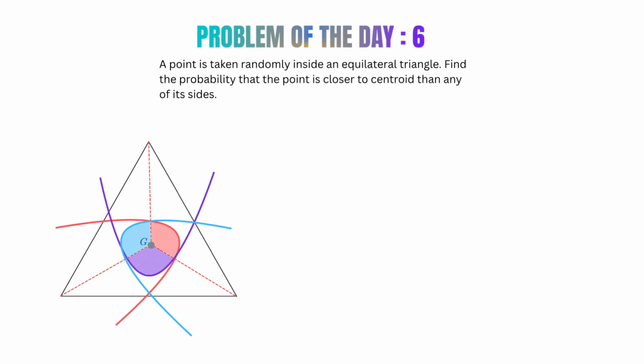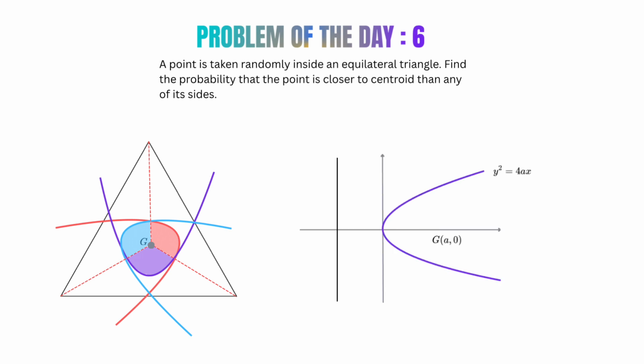Let's recall a key fact from the parabola. In the standard equation, y squared equals 4ax, the distance from the focus to the directrix is exactly 2a. In our setup, the centroid of the triangle acts as the focus, and each side of the triangle plays the role of a directrix. So the perpendicular distance from the centroid to any side is 2a. This idea will help us to find the side length of the equilateral triangle.